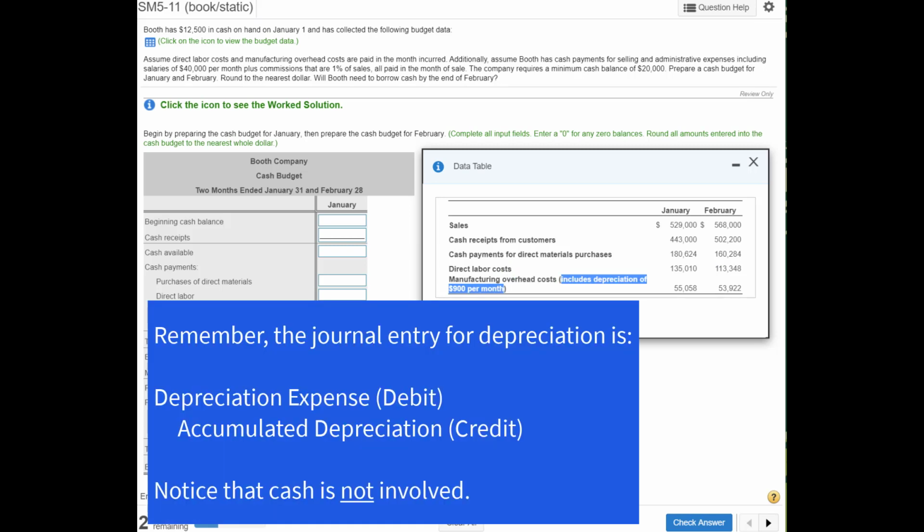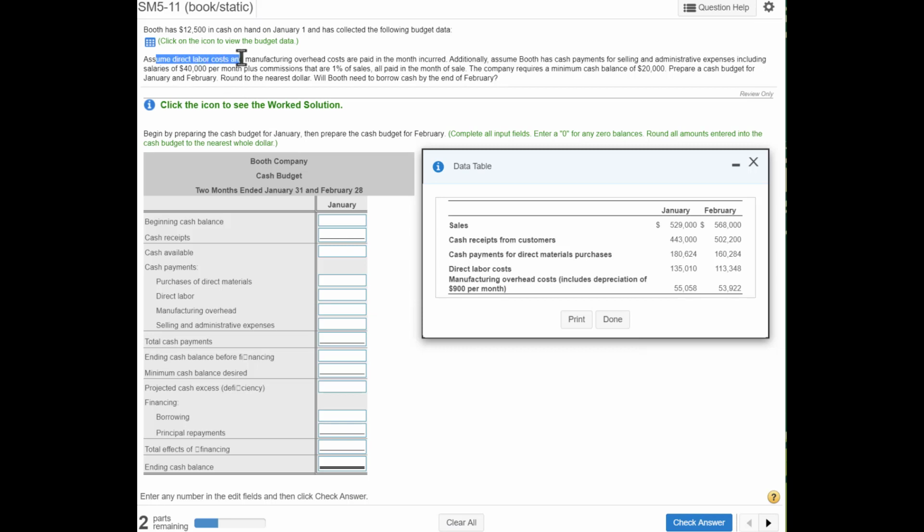Now remember, depreciation is a non-cash transaction, and since we're working with a cash budget, we will have to back that out when we get to the manufacturing overhead costs. Assume direct labor costs and manufacturing overhead costs are paid in the month incurred. In other words, these direct labor costs of $135,010 were paid fully in January, and $113,348 was paid fully in February. None of it carried over to the next month. Same with the manufacturing overhead costs.